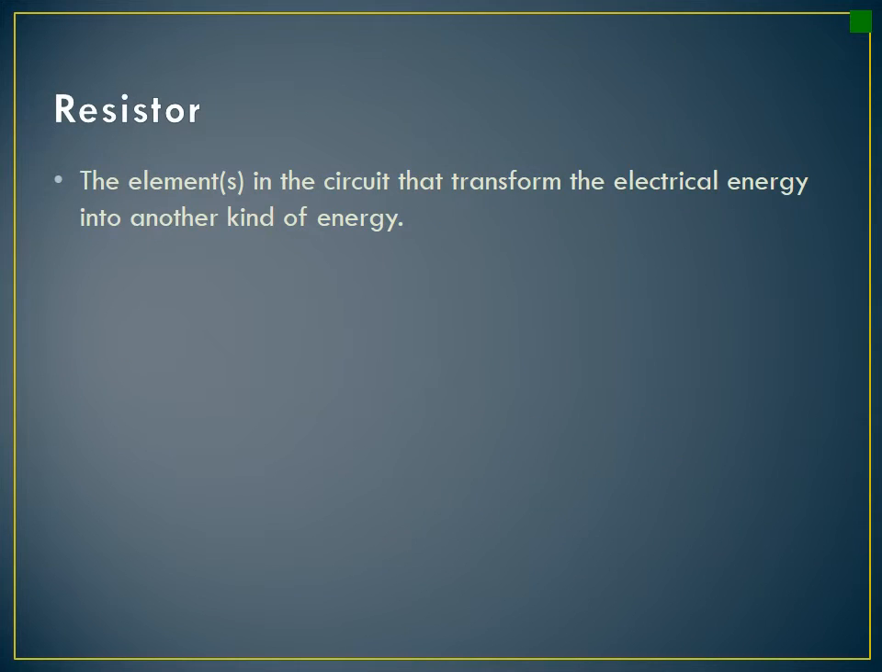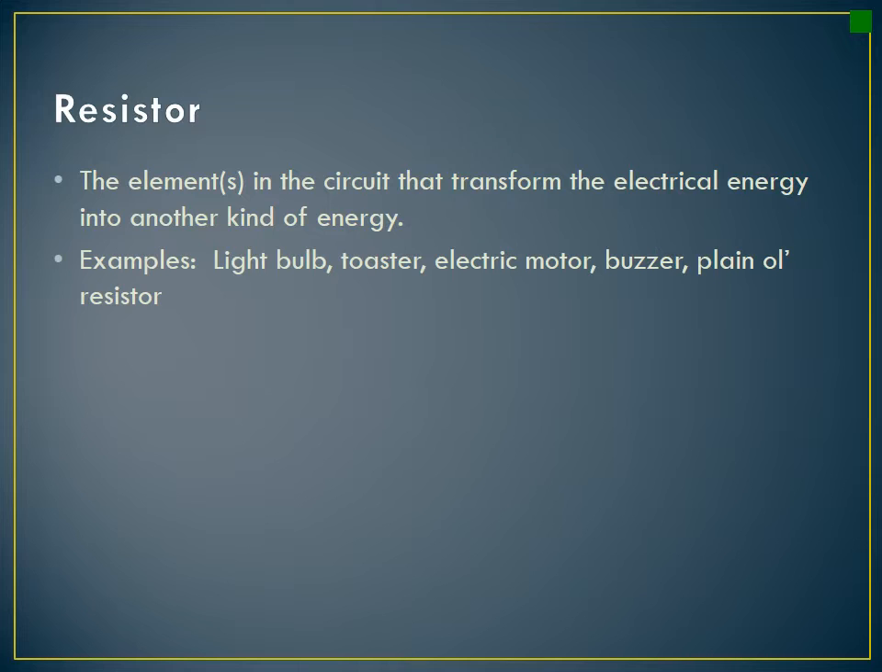Next, a resistor. This is the part of a circuit where typically when you want something to happen, it happens here, whether you're transforming energy into motion or heat or some other kind of energy, whatever job you want the circuit to do, it happens at the resistor. Light bulbs, toasters, motors, buzzers, and you can even have a plain old resistor, which is something you add to a wire to change the conductivity of it depending on what you need to happen. They play a big part in computers and large electrical circuits.